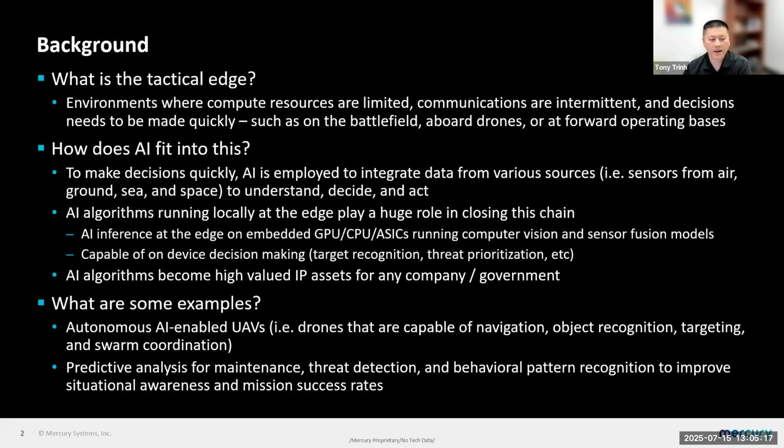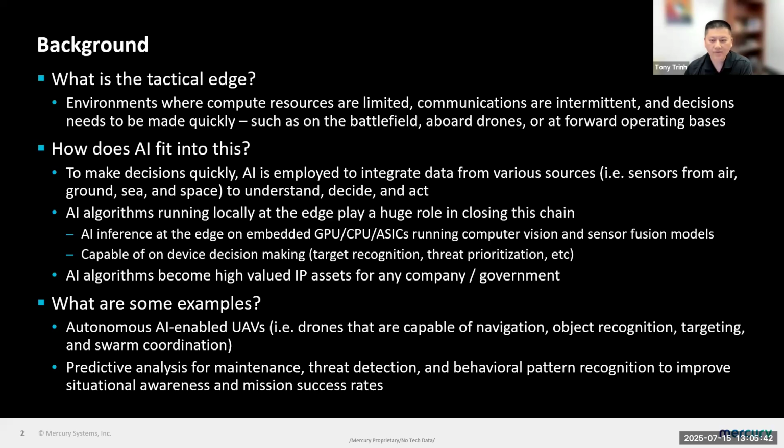So this is, in my mind, the challenge that we have in front of us. When we look at the tactical edge, and what we mean by the tactical edge in this slide, it's an area where you have an environment where compute resources are very limited, communications are intermittent, and decisions need to be made very quickly, such as on a battlefield, aboard drones, or at forward operating bases.